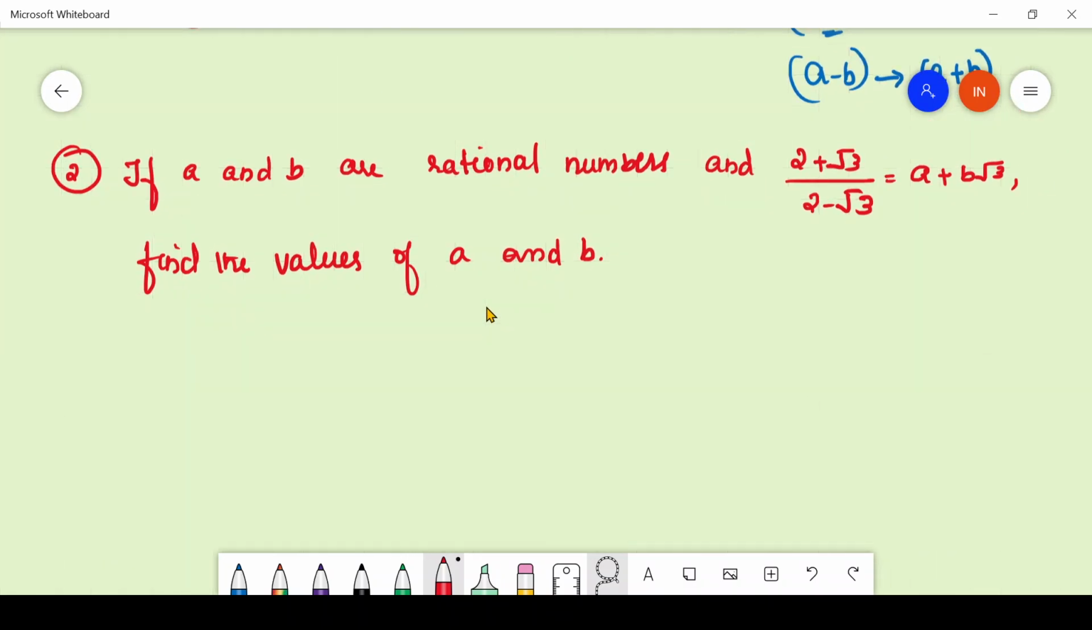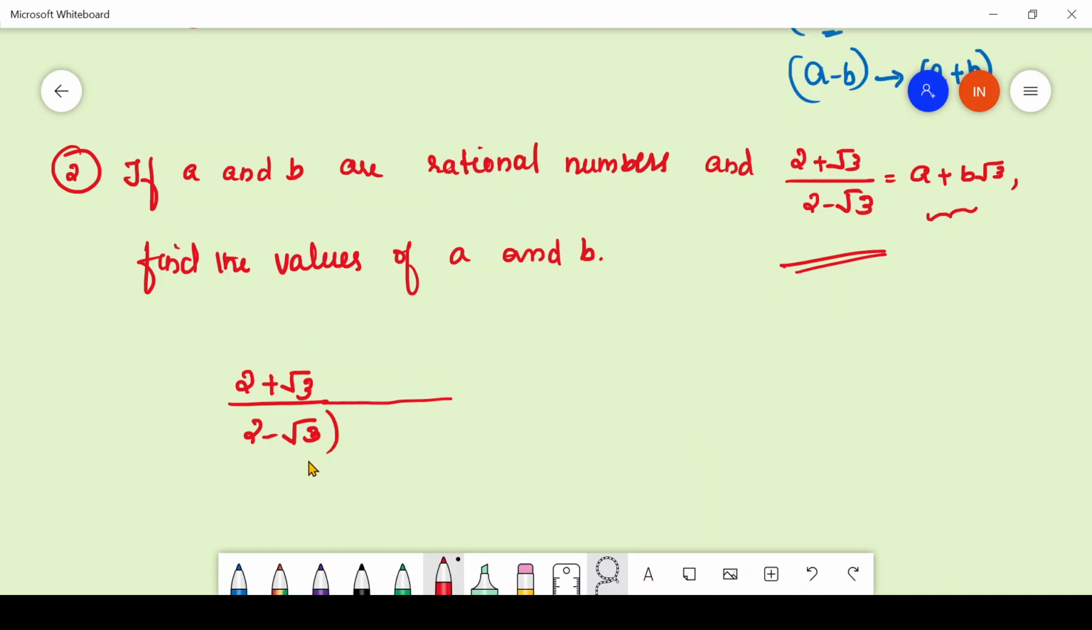Here we got the denominator as an irrational number with root 3. So I'm going to rewrite that: (2 plus root 3) by (2 minus root 3). And we have to find the values of a and b, that means the rational numbers, right? For that, first we have to change the denominator into a rational number. So we are moving ahead with the same procedure. Take the conjugate of the denominator, multiply with the numerator as well as the denominator.